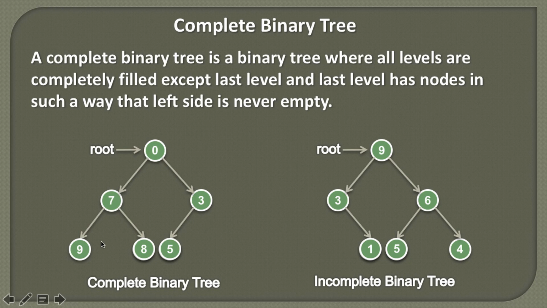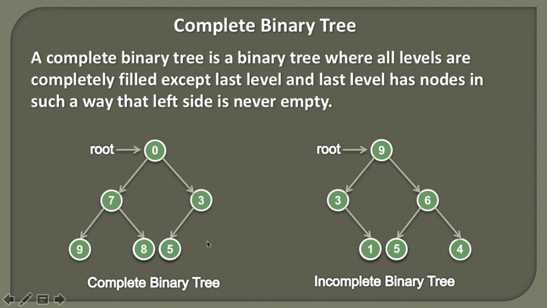So this is the last level. Here you can see all the levels are completely filled except the last level. Here we can see there is no node, therefore it's not completely filled. And it also has one more property: the last level has nodes in such a way that the left side is never empty. Whatever nodes the last level has, they are in such a way that the left side is never empty.